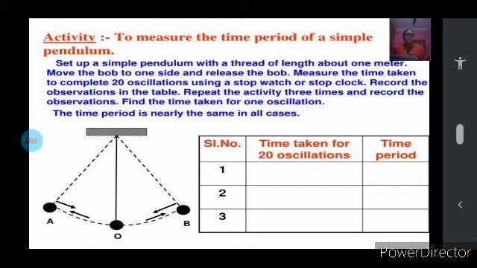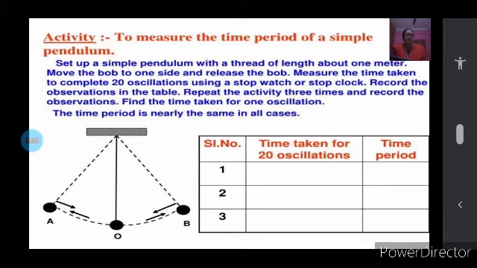So set up a simple pendulum with a thread of length approximately 1 meter. Move the bob to one side and release the bob. Measure the time taken to complete 20 oscillations. A to B, again it has to come to A, children. So from O you will start. You will pull it to A, and A to B, again it will come to A. Like that you will be measuring until 20 oscillations are complete. It will take some time, so that time you have to record.